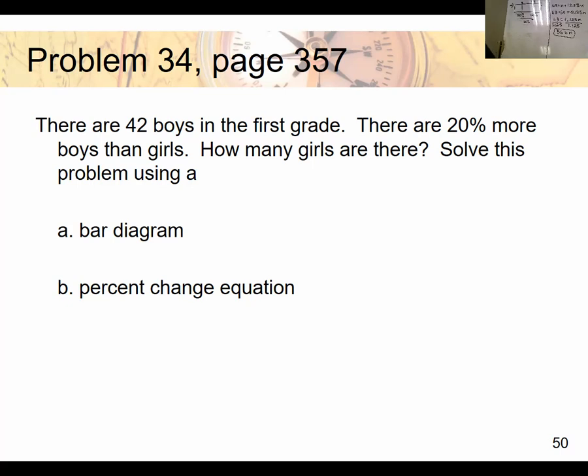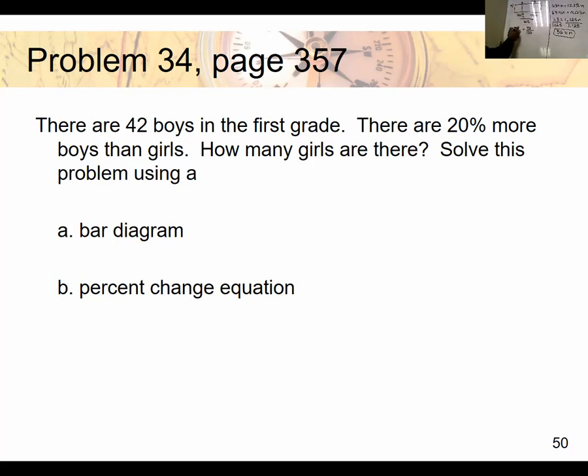So with this one, we can set this up as a proportion. Here's a proportion: G over 100, girls represent 100%, is equal to 42, the number of boys, over 120. If the number of girls represents 100%, then 20% more than that will have to be 120%, which represents the number of boys. So here's our proportion that we can solve.